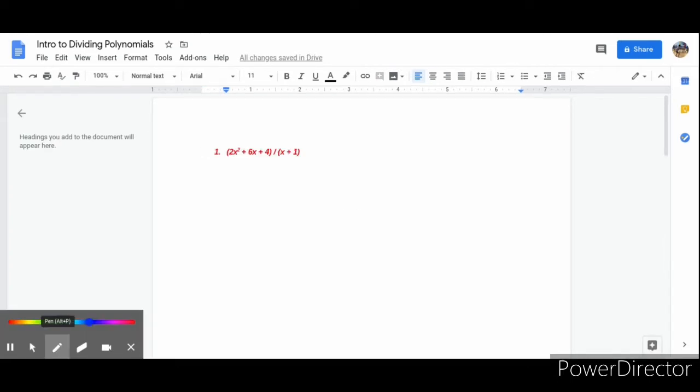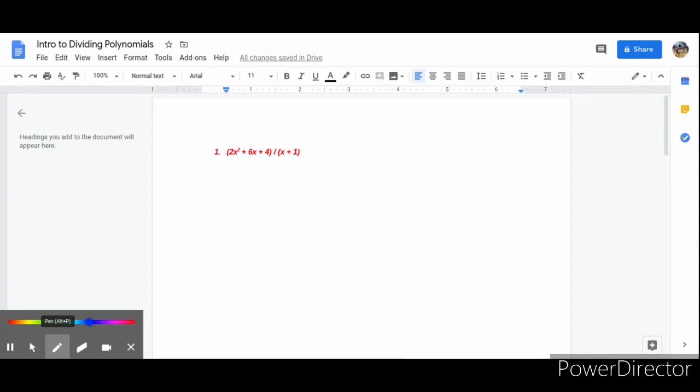Alright, so dividing polynomials is pretty similar to dividing regular numbers. First, let me show you how to divide polynomials by doing an example problem. We have our first problem: 2x squared plus 6x plus 4 divided by x plus 1, and we want to know what that equals. Since it's similar to regular division, we can first put it in the same format as regular division.